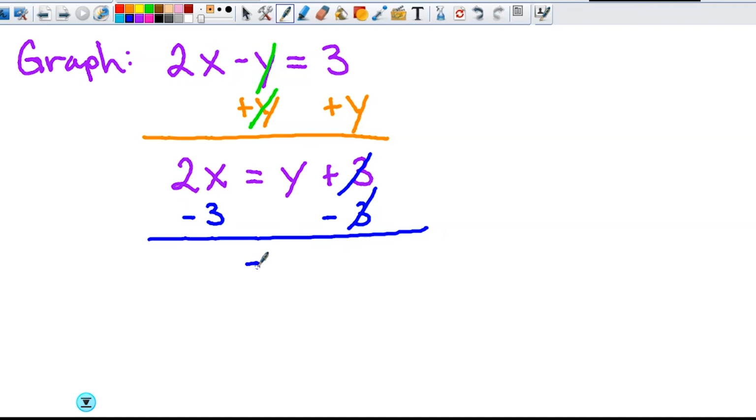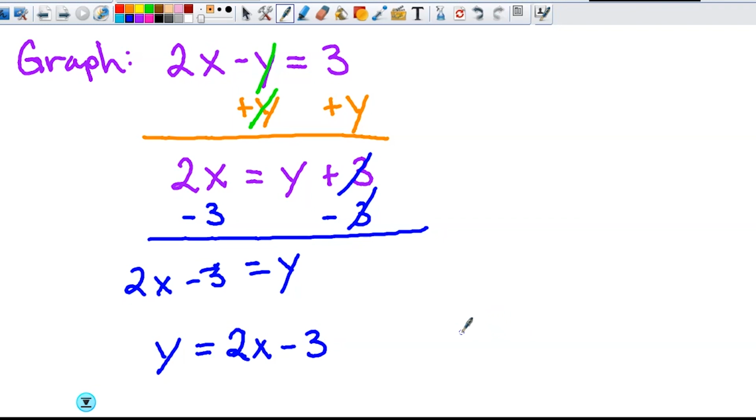But be careful over here. A lot of people want to say like 2x minus 3 is negative 1x, but you got to be careful because they're not like terms, so you can't combine them. So the only thing you can do is just say 2x minus 3. And just so it looks like what we're used to, we can go ahead and flip it and make it y equals 2x minus 3.